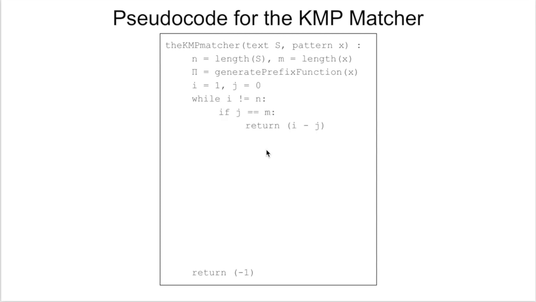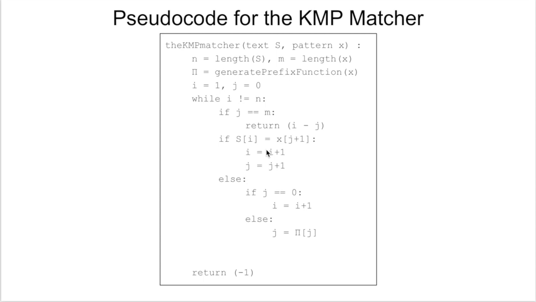I have an outermost while loop, which keeps a check on i not equating the value of n. If this happens, that means the pattern was not found in the string. Inside the while loop, my first check is whether j equates the length of the pattern X. If it does, that means I have found the pattern in the string, and I would like to return the initial index using the values of i and j as discussed before.